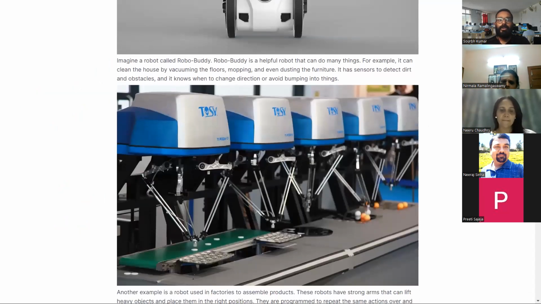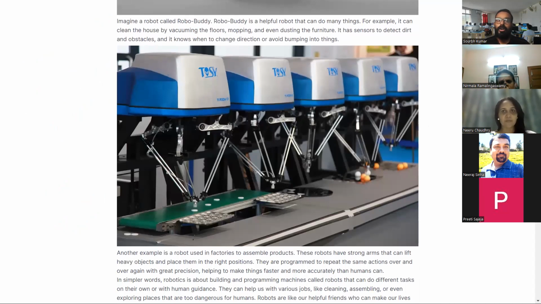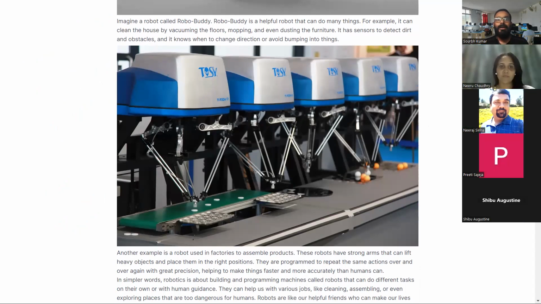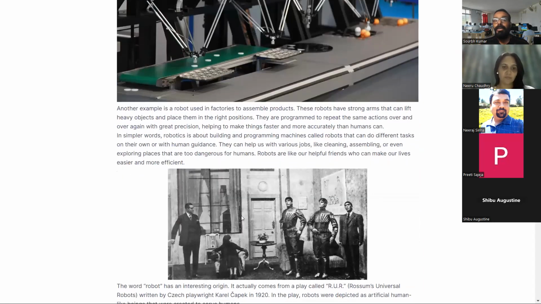Yeah. So if we go further, imagine a robot called RoboBuddy. RoboBuddy is a helpful robot that can do many things. For example, it can clean the house by vacuuming the floor. In earlier days, we took this reference to teach our students how we can see our future with robotics. But nowadays, you can see many more examples, like the Mi vacuum cleaner, which still exists in our homes to clean our houses. The sensors can detect the presence of dirt and obstacles, and it won't collide with the wall, right? If it sees an obstacle in front of the device, it will move back or change its direction. So this is how we can give them an example of how we can build those devices to help people save their time in the environment itself.